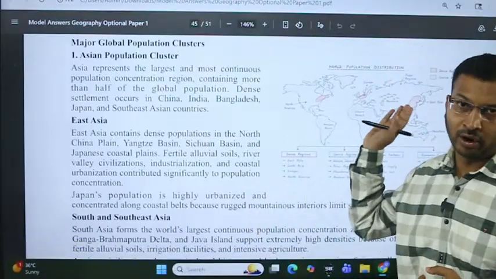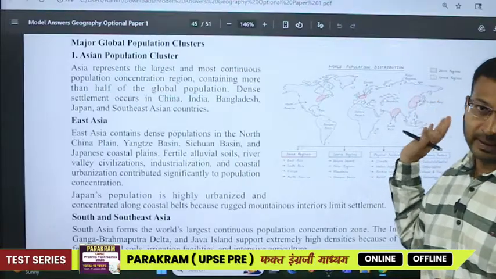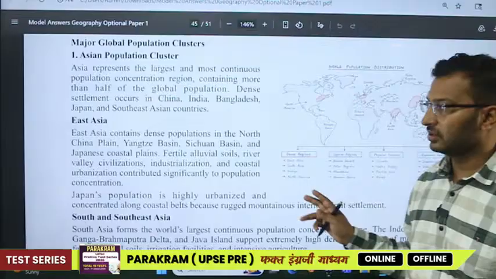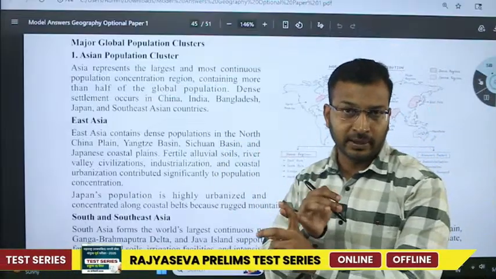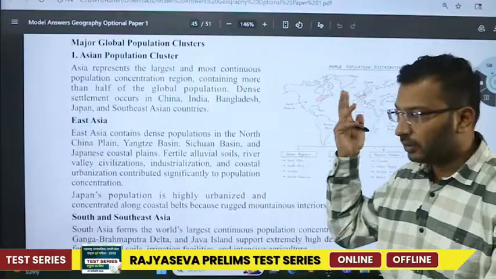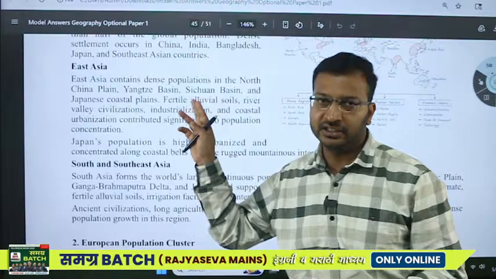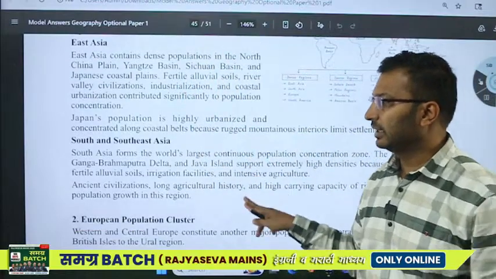In China, we know the entire industrial sector is lying on the east coast. Then Japan, industrial sector, South Korea, industrial sector, because of which there is high urbanization and high population concentration. Hong Kong and so on, don't even ask, okay. So two sections we have in Asia, East Asia and South and Southeast Asia.